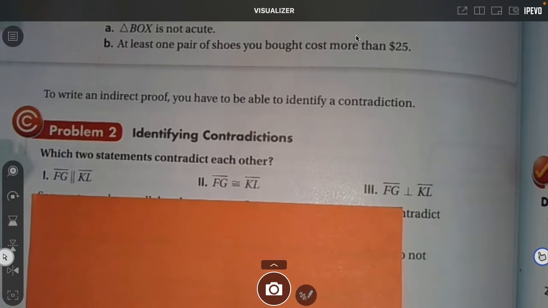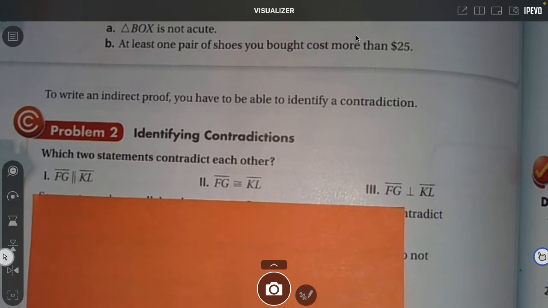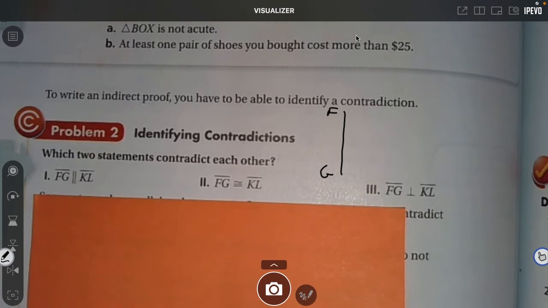So this is where they tie in some geometry. They tell us that line FG is parallel to KL. So I'm just going to draw that. It's really good just to draw some pictures. So I'll just say, here's FG, and here's KL, and they are parallel. They can be parallel, right?